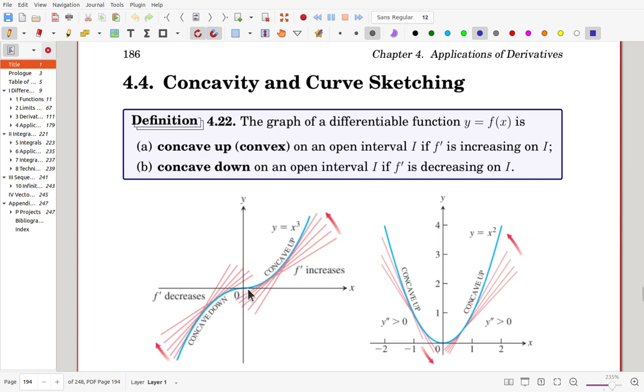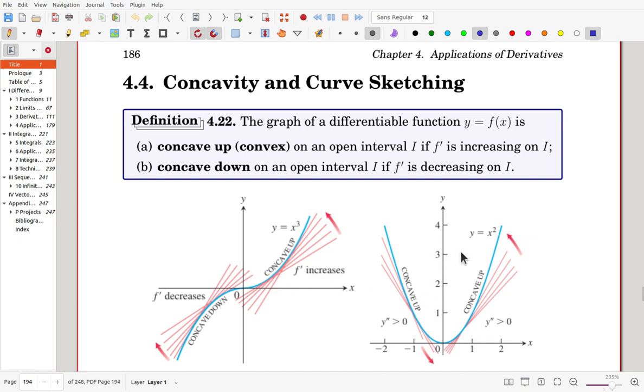Now on the right side over here, the slope is 0, and the slope becomes larger, which means that f prime is increasing. So on the right side, the graph is concave up.